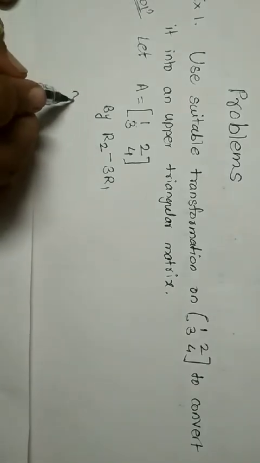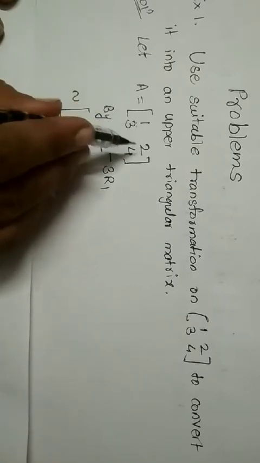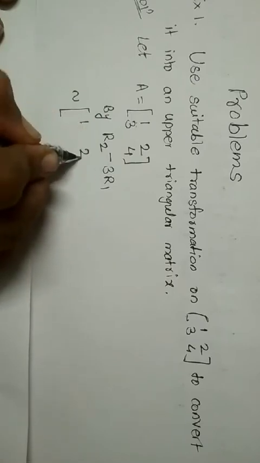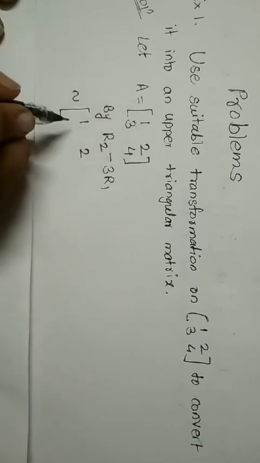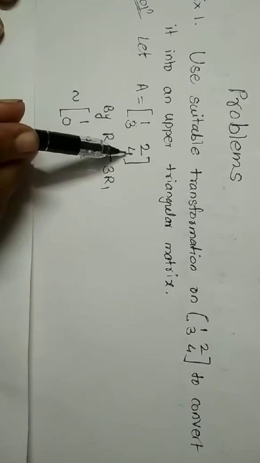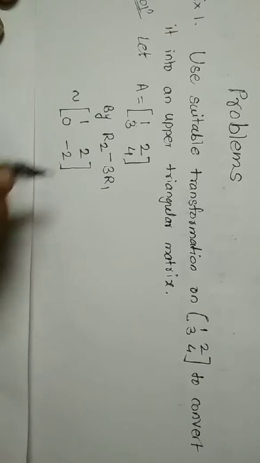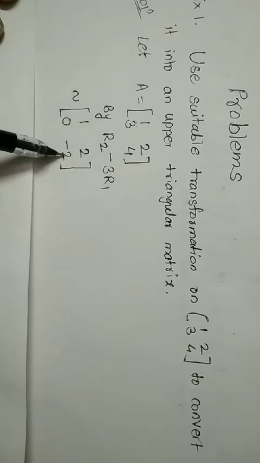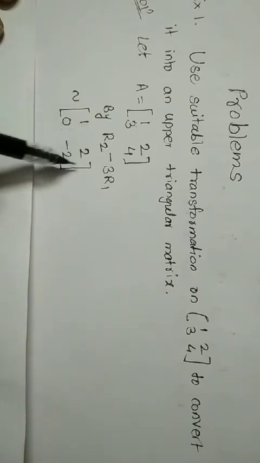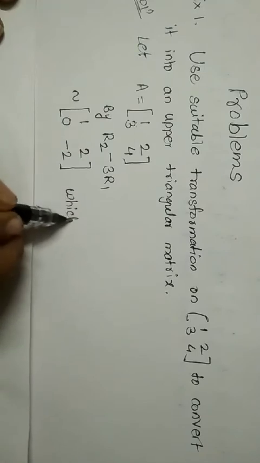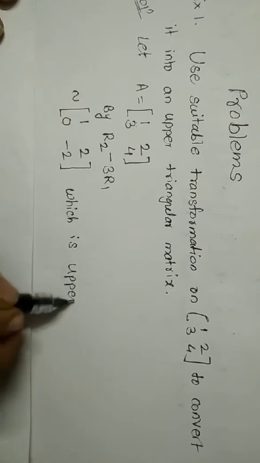Performing this elementary transformation, this matrix A reduces to, here there is a change in the second row, the first row is as it is. So here we get first row 1, 2. Now the second row: 3 minus 3 is 0, and 4 minus 6 is minus 2. Now this is the diagonal, and we observe the element below the diagonal is 0, and therefore this is an upper triangular matrix, which is our required upper triangular matrix.